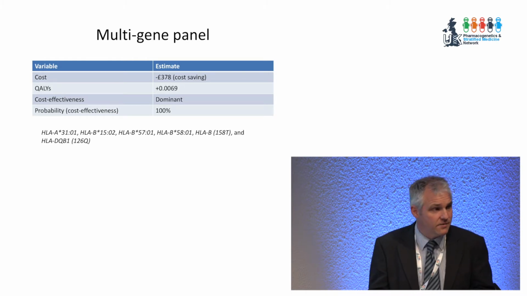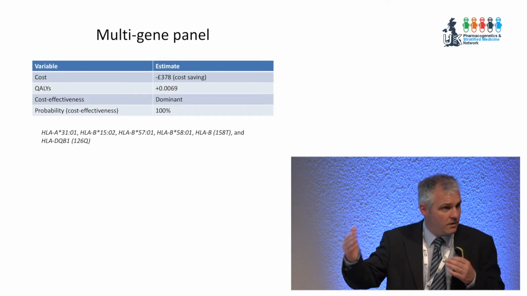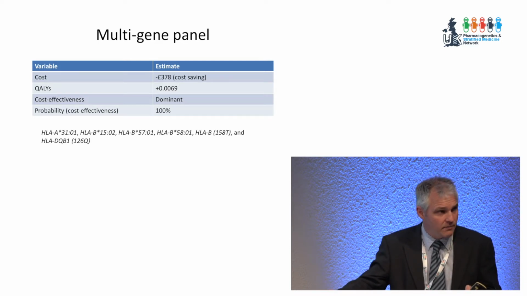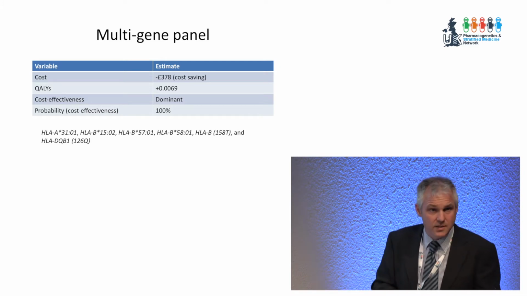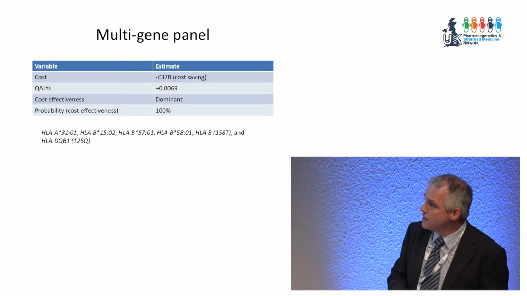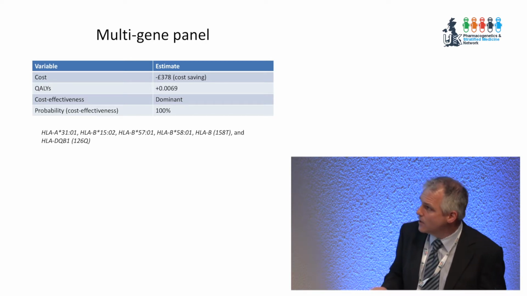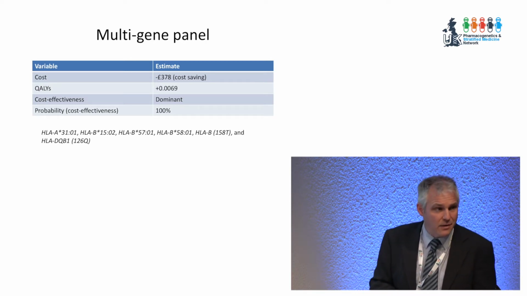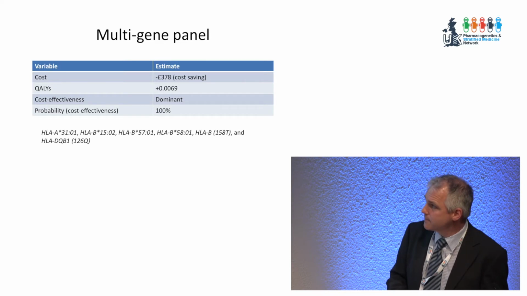Remember, adverse drug reactions are very rare. So you may have one or two individuals who have very large gains in QALY, but everybody else would probably have zero gains in QALY. So on average, it's a small number. So the probability of this particular gene panel being cost-effective was 100%. So we guaranteed that this is a cost-saving approach given the assumptions in the analysis.